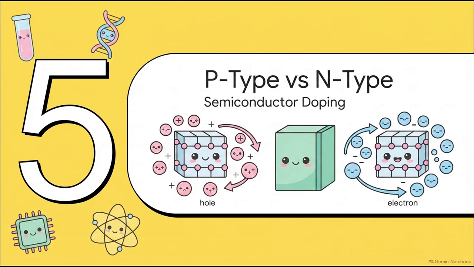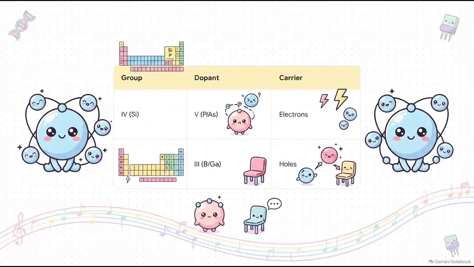Section 5. P-type versus N-type, semiconductor doping. By introducing trace amounts of chemical impurities, or dopants, engineers can transform this pure intrinsic semiconductor into an extrinsic semiconductor. Let's slow down and look at the chemistry here for a second. If we look at the periodic table, silicon sits in group IV. It has 4 valence electrons. To change how it conducts electricity, we can mix it with elements from neighboring groups.